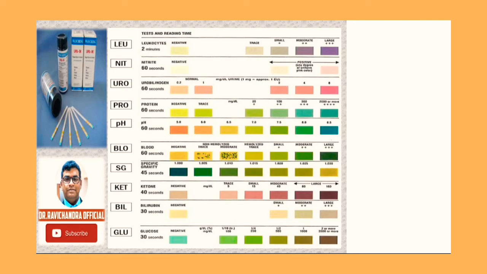This is a pictorial diagram of the urine strip reagent, which will show the presence of leukocytes, nitrite, urobilinogen, protein, pH of the urine, blood if present in the urine, specific gravity of the urine, ketone bodies, bilirubin and glucose. Using a single strip with all the reagents in one, we can give a detailed chemical examination report of the given urine sample.